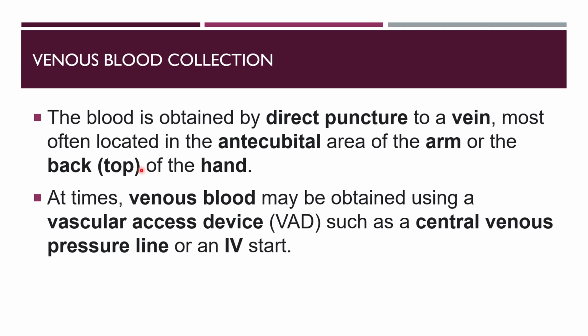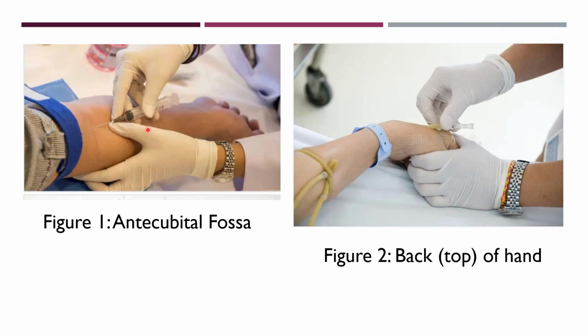In other types of collections, the venous blood may also be obtained using a vascular access device. This device will help focus, or we can say visualize, the central venous pressure lines, or an IV stat. I will also show you this device and how it looks. So this is the basic procedure of blood collection.